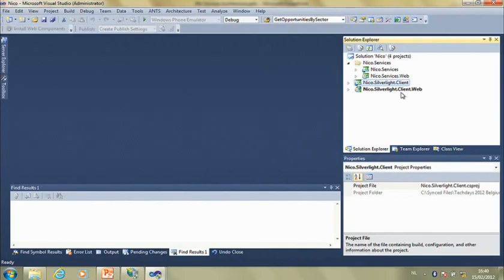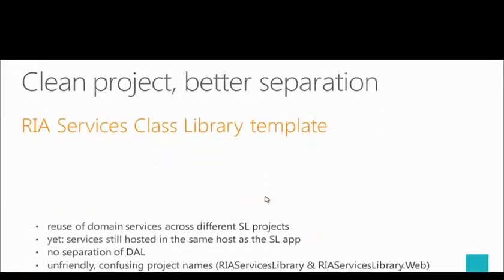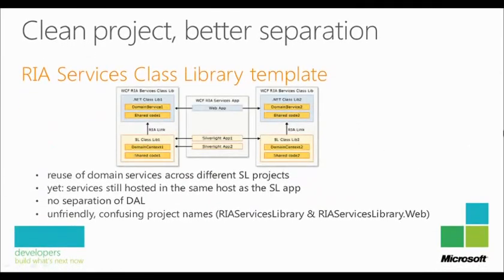It works, but it's still not perfect, because what do we see? The services are still by default hosted in the same host as the Silverlight app. So again, your web host fails, your service layer fails, every client connecting to it fails. Your data access layer is in the same place as your services. And the project names are actually quite unfriendly and confusing. So by default, it's called RIA Services Library.